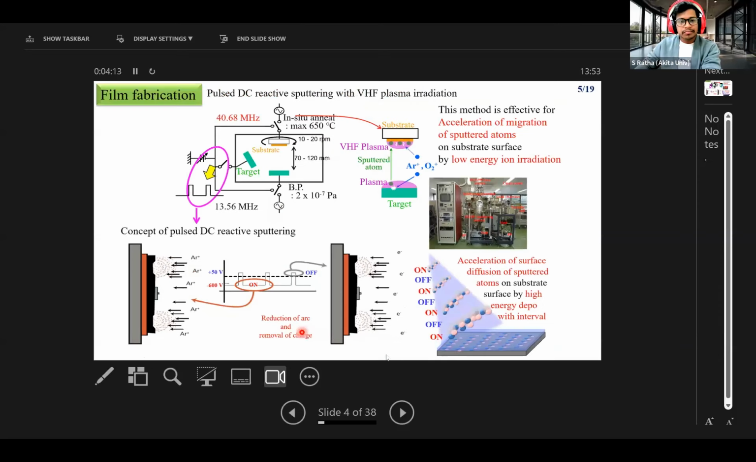Okay, so we fabricated our thin films by using pulsed DC reactive sputtering with very high frequency plasma irradiation. This is similar to the normal sputtering method, so I'm not going much into this process. But I would like to say here, in our machine there is a very special thing, that is VHF plasma, which really helps us to increase the crystallization. As a result, we are able to increase the magnetic property and electric property.